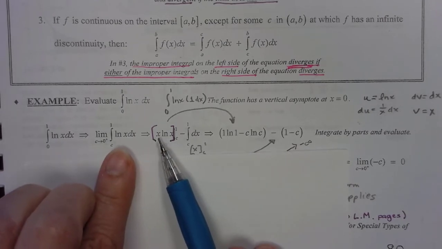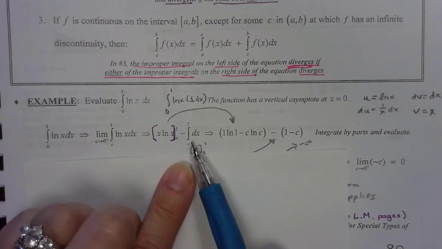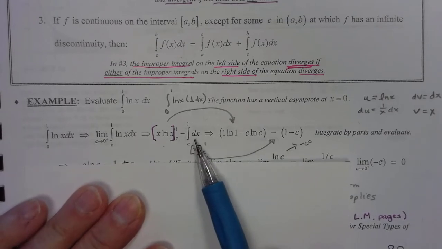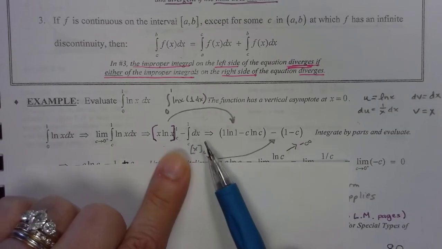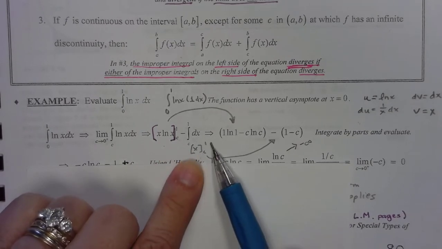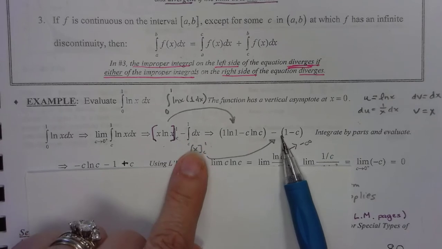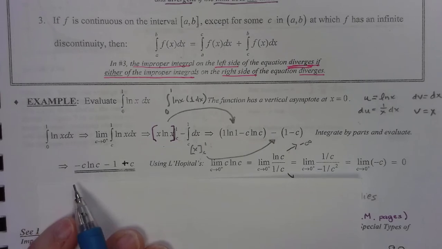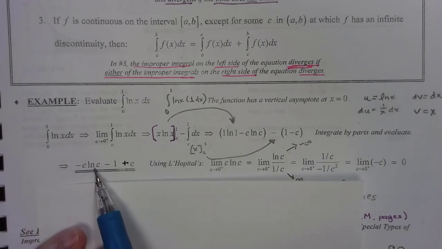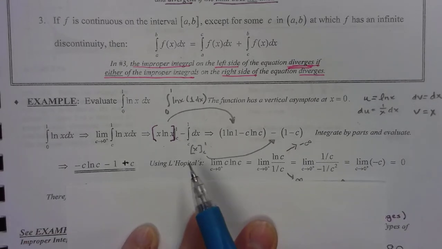Now, integrating by parts, here's our u times v from c to 1 minus the integral of v du from c to 1. Now, we can integrate this very nicely. This becomes x. So now we're going to evaluate this part from c to 1 using the fundamental theorem, and this part from c to 1. Substituting 1 in, minus substituting c in, minus substituting 1, substituting c. So when I do all the simplifying here, I get negative c times natural log of c minus 1 plus c.